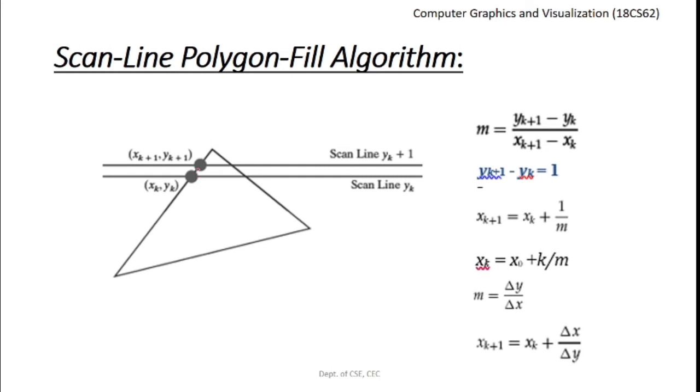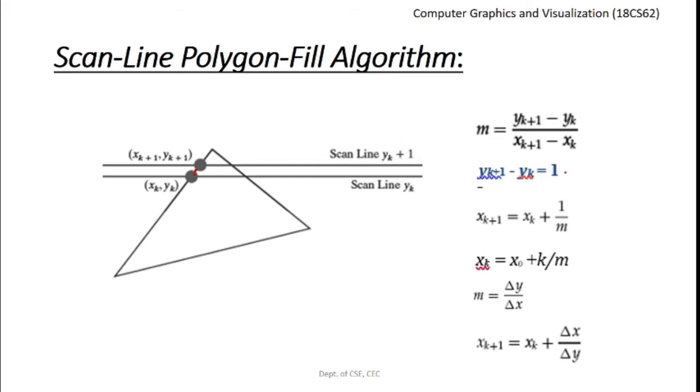Now these are the intersection points of the scan lines yk and yk plus 1 respectively against this particular polygon edge. If you consider this line segment here, the slope is given as m, the difference between the y coordinates, yk plus 1 minus yk, divided by xk plus 1 minus xk, right? Now, what are yk and yk plus 1? These are the neighboring two scan lines. So we know that the difference between a current scan line and the immediate next scan line is always 1, right? We don't have any fractional scan lines there.